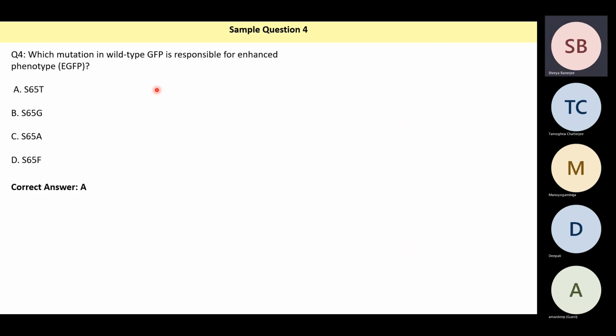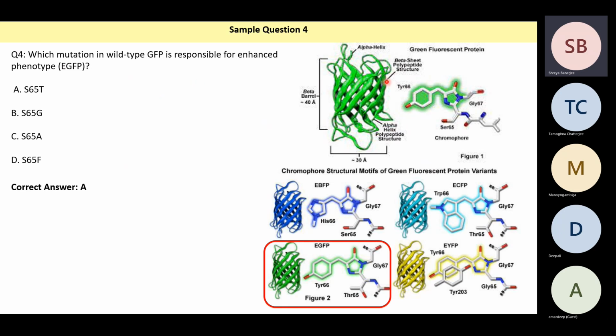So the answer of this is A. If you remember the green fluorescent protein, the chromophore is serine, glycine, tyrosine, this tripeptide. And there is a mutation called EGFP or enhanced green fluorescent protein, where the serine is mutated to a threonine. Glycine and tyrosine remain the same, but the serine at the position 65 is mutated to threonine.